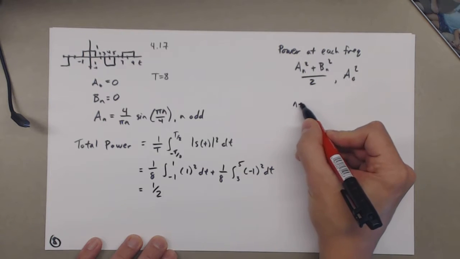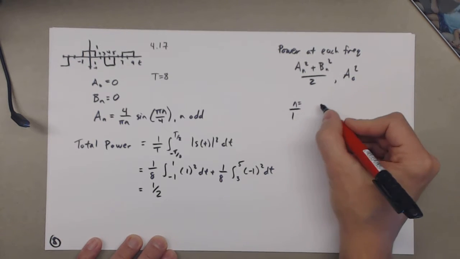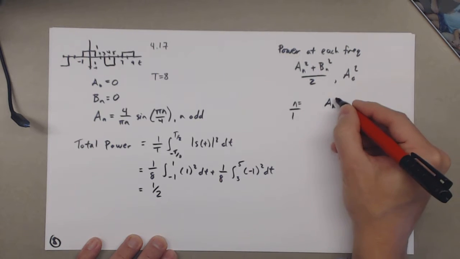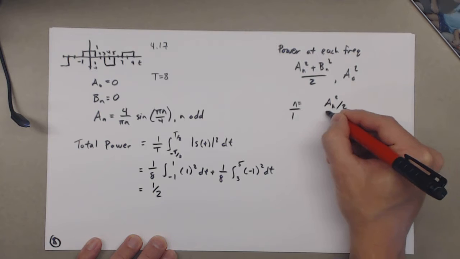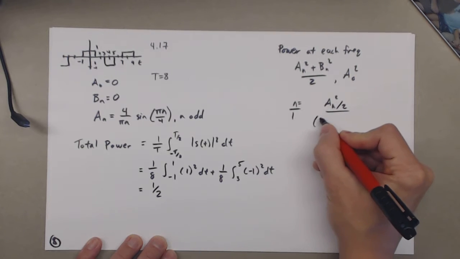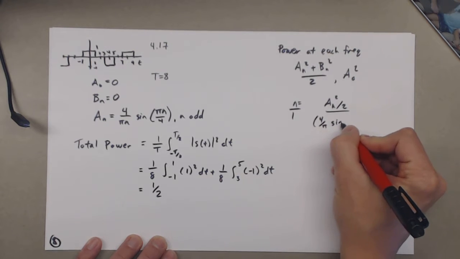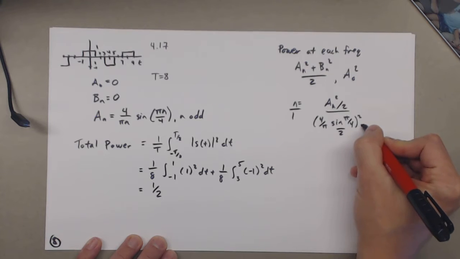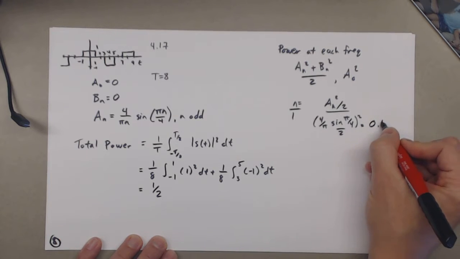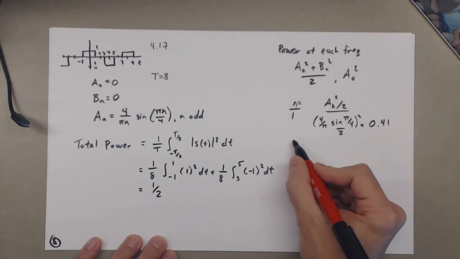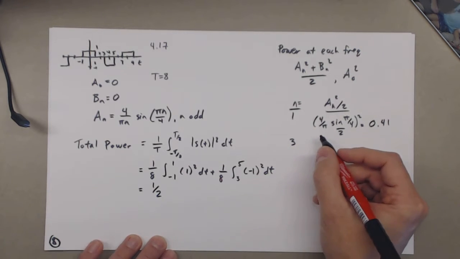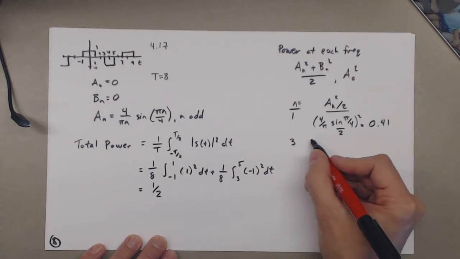So for n equals 1, an squared over 2 is the power. So just plug away, right? 4 over pi sine pi over 4 squared over 2 is going to be 0.41.